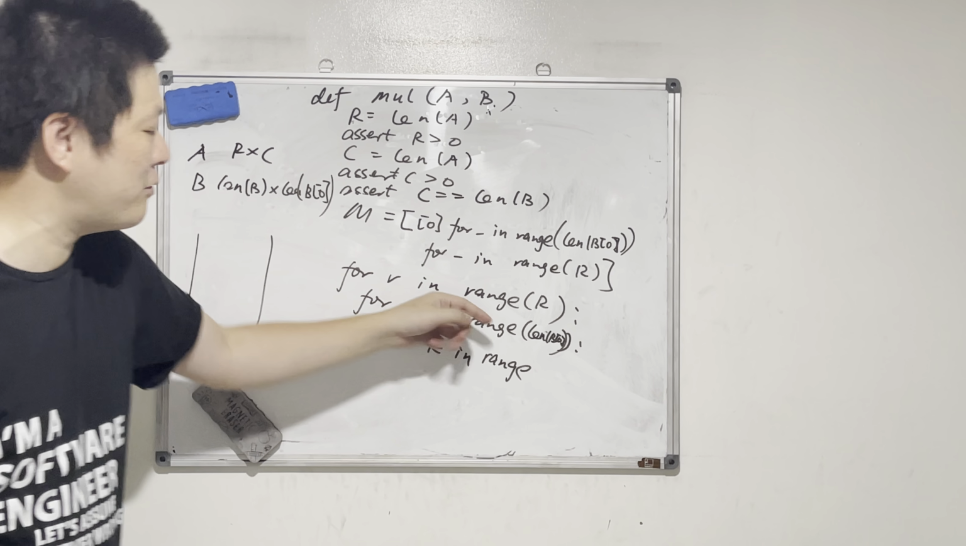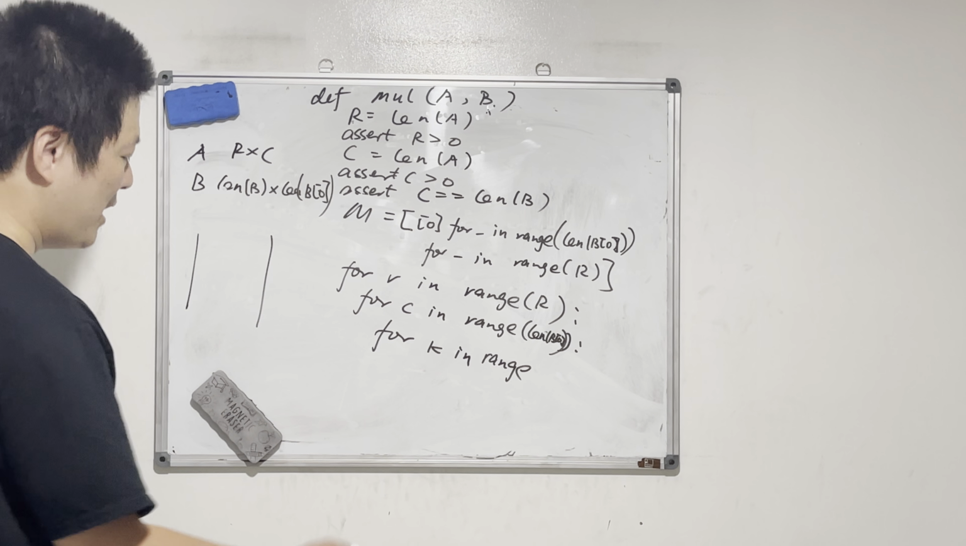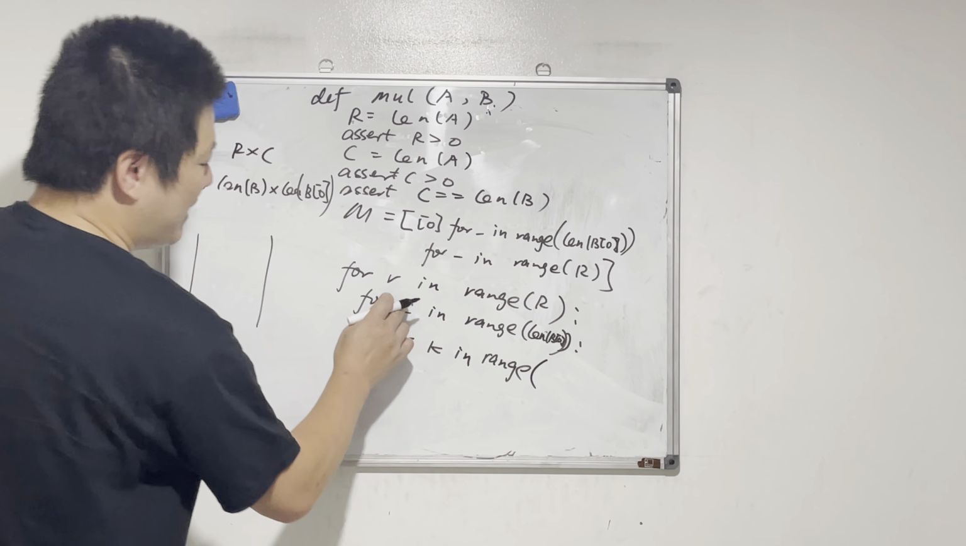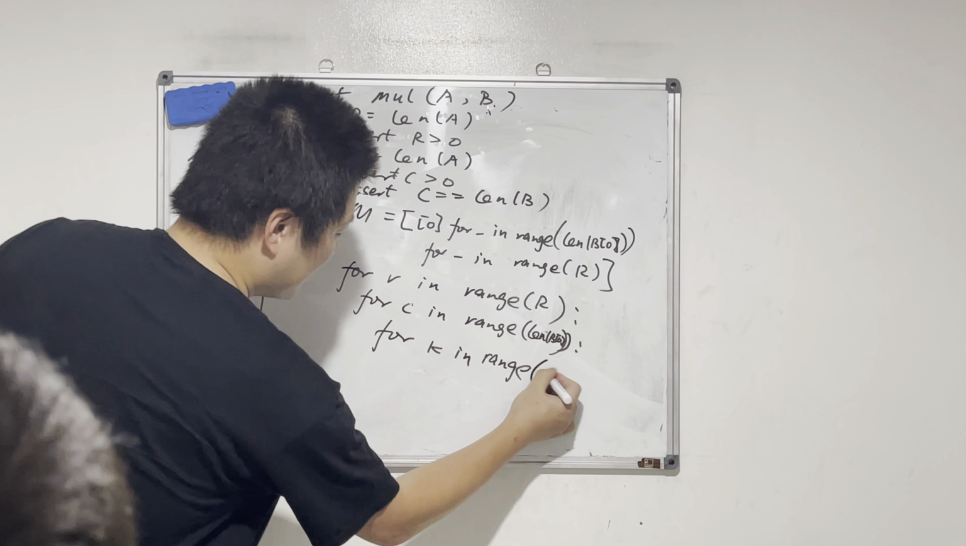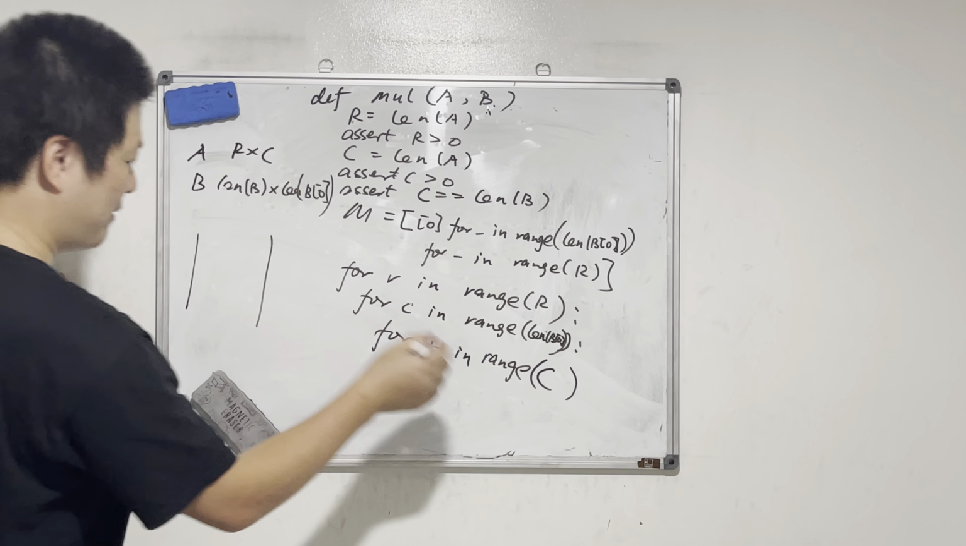So we're going through the first two loops. We're going through each element in the result, right? And then for K will be in range what? In range C, yeah? Let's do this, I J in range C. Now all I have to do is to sum up each one. So M I J, right? M I J is this one, yeah?